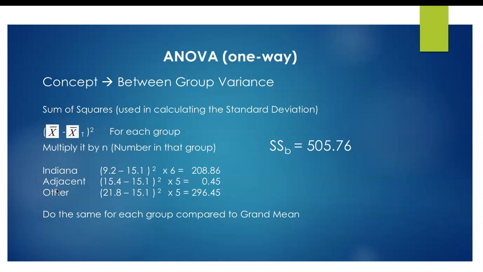So you can see Indiana average is 9.2 minus 15.1, the mean for the whole group. Square that, multiply it by 6 because there's 6 people, and you get 208.86. And then do the same for the other 2 groups.